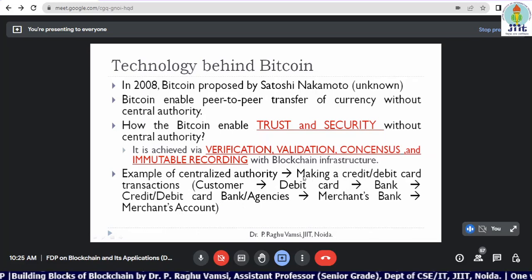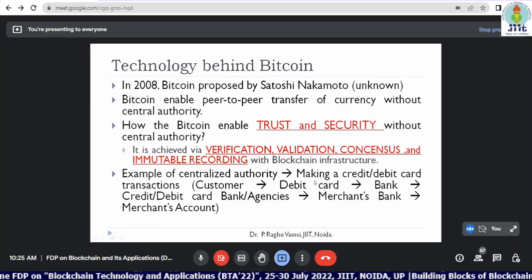But look at how many parties are involved in this. You are one party, the bank is another party, and the debit card or credit card providers, some agencies like Visa or Mastercard or RuPay, are another. Then the merchant's bank, as you may send to some other different bank, is another party, and then the merchant. So many parties are involved in this transaction. These parties should be trustable and should also have some privacy mechanism to keep this transaction secure.